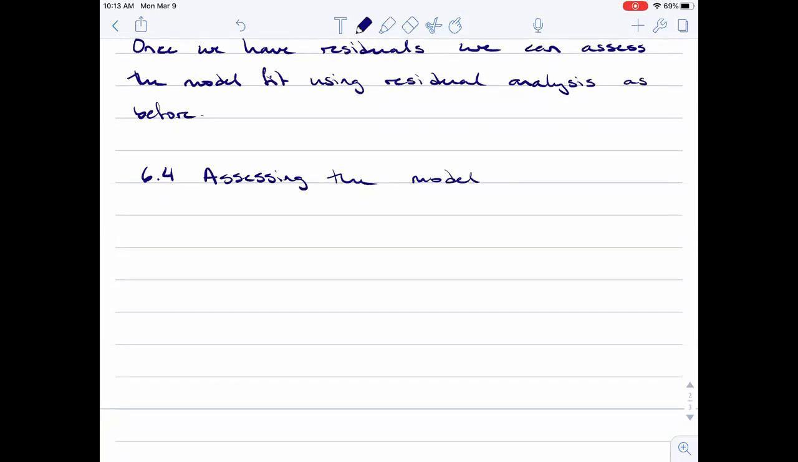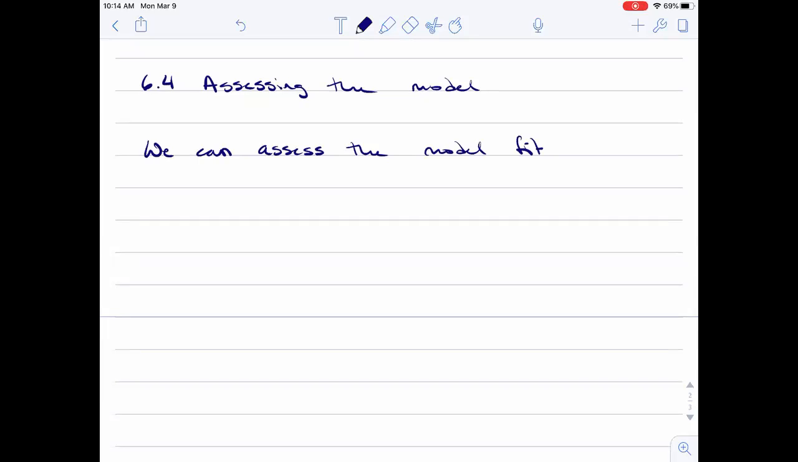Okay, so now let's talk about assessing the model, right? So once we've landed on a model, there's a couple of things that you need to keep in mind, right? Do we need to do a transformation? Try it out. But once you've landed on a model that you think is pretty good, then we can assess the model. And again, we just use the residuals as always. And so we can assess the model fit using residual plots.